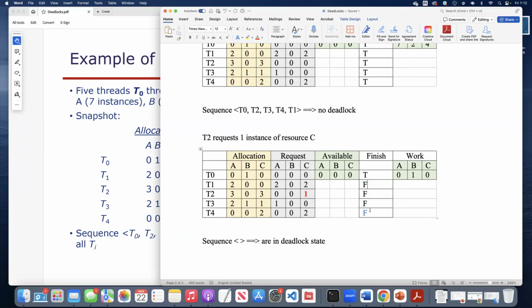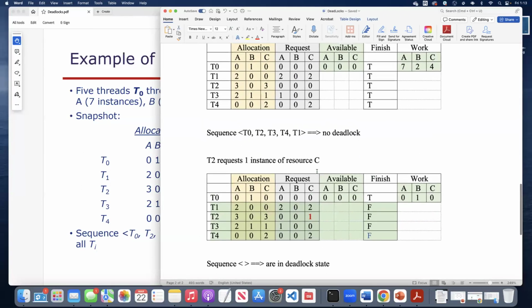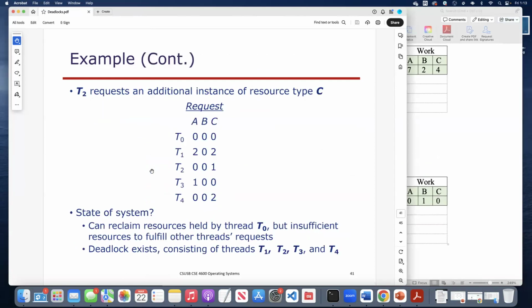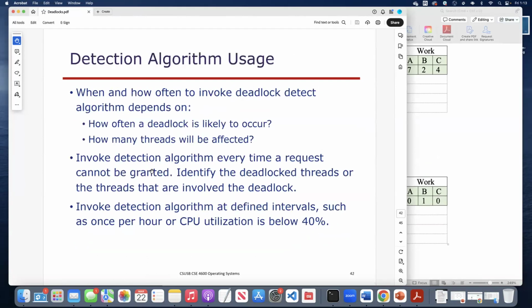Finish equal to false. That means the system is in a deadlock state. The threads T1, T2, T3, T4 are in deadlocked state. They are involved in deadlock. Okay, this is a deadlock detection algorithm.